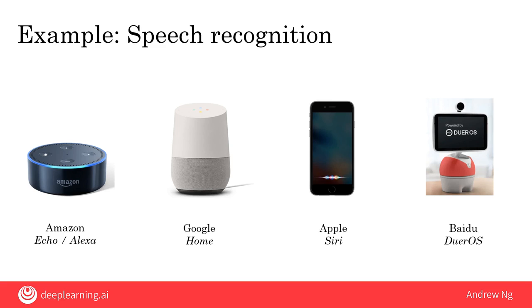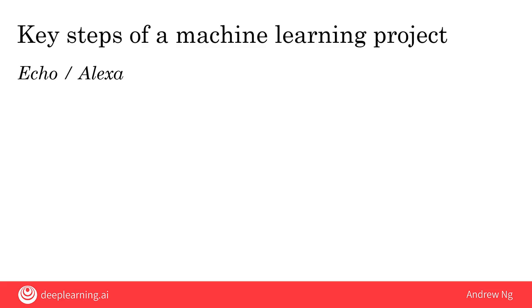So how do you build a speech recognition system that can recognize when you say Alexa, or Hey Google, or Hey Siri, or Hello Baidu? Let's go through the key steps of a machine learning project. Just for simplicity, I'm going to use the Amazon Echo and detecting the Alexa keyword as this running example. If you want to build a machine learning system to figure out when a user has said the word Alexa, the first step is to collect data.